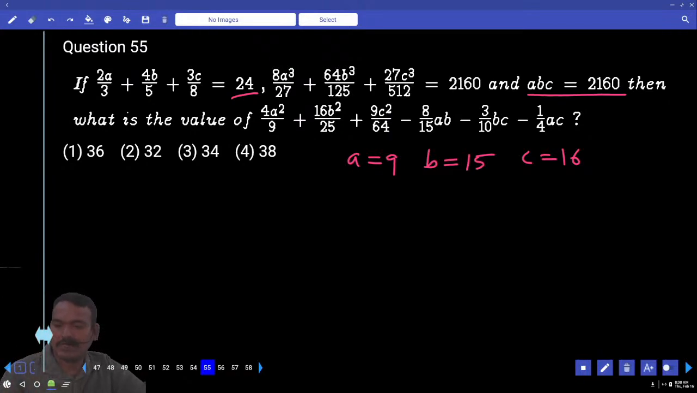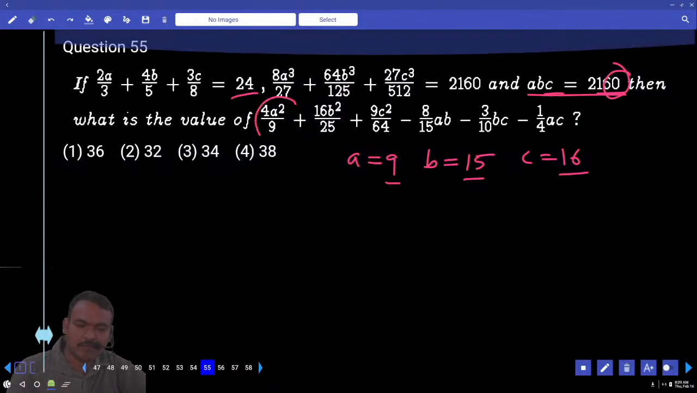And one more: a into b into c is 2160. What are the last two digits of 2160? 60. It is exactly divisible by 4. And the last three digits, 160, are exactly divisible by 8. So one must be a multiple of 9, one a multiple of 5, and another a multiple of either 4 or 8. Okay, 15 into 16 is 240, into 9 is 2160. Clear? It satisfies all the conditions.